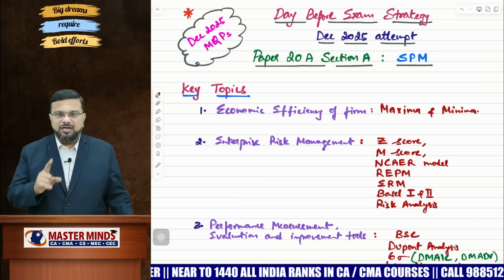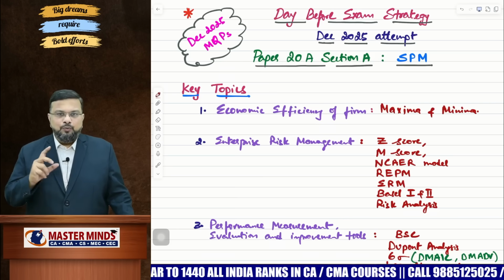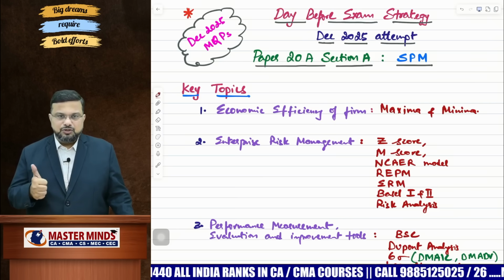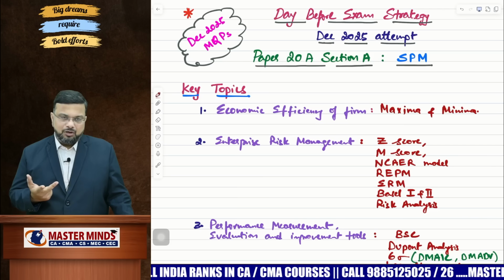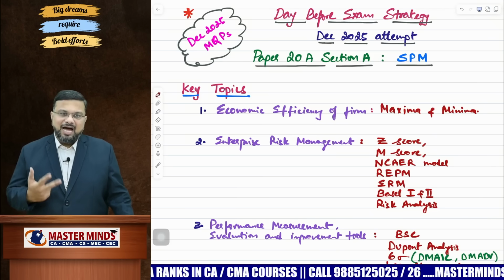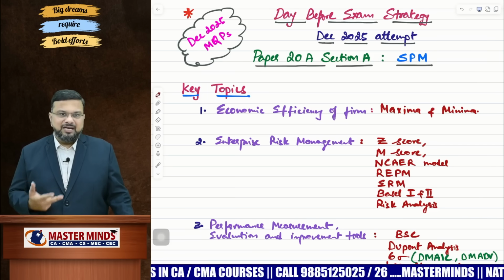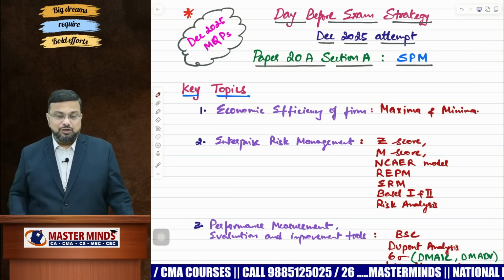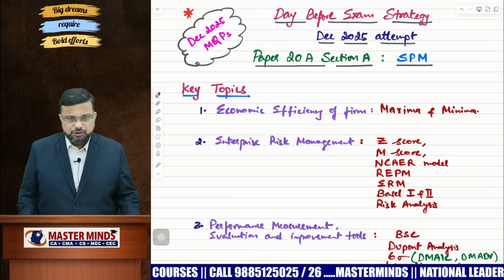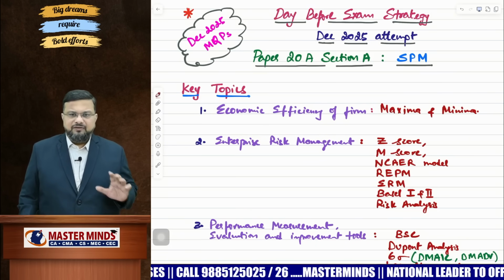When it comes to economic efficiency, maxima and minima; when it comes to enterprise risk management, Z-score, M-score, NCAER model, and some theory topics, that is RAPM, risk adjusted performance management, enterprise risk management, Basel 1, Basel 2, risk analysis, risk pooling. All these questions which I have already pointed out are very important.